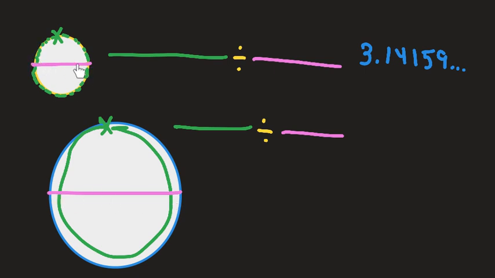But if I took a calculator out and I did green divided by purple, the answer again would be 3.14159 blah, blah, blah. So every time, no matter if I have a big circle or a little circle, if I take the circumference and I divide it by the diameter, it gives me the same number. Because this number shows up all the time, every single circle, math people have given that a name.